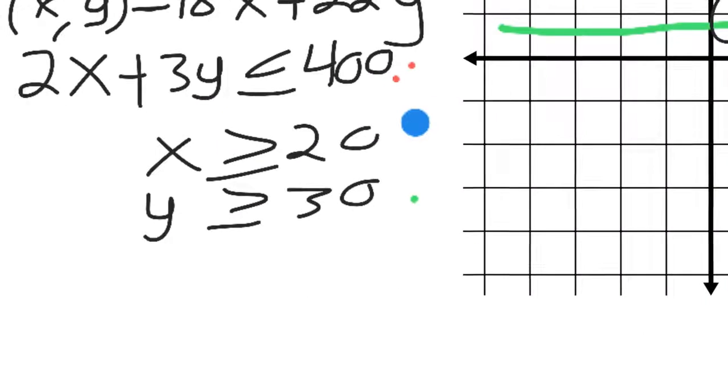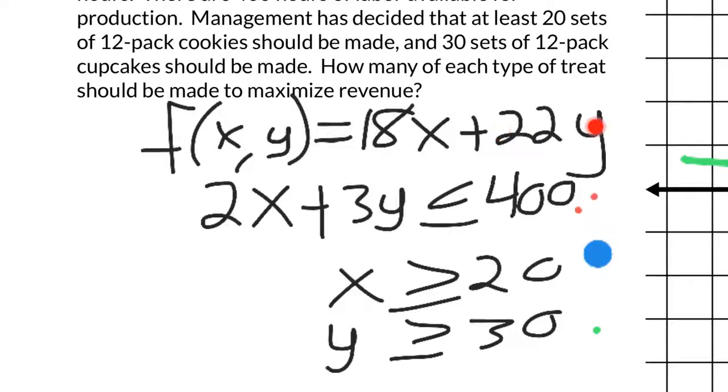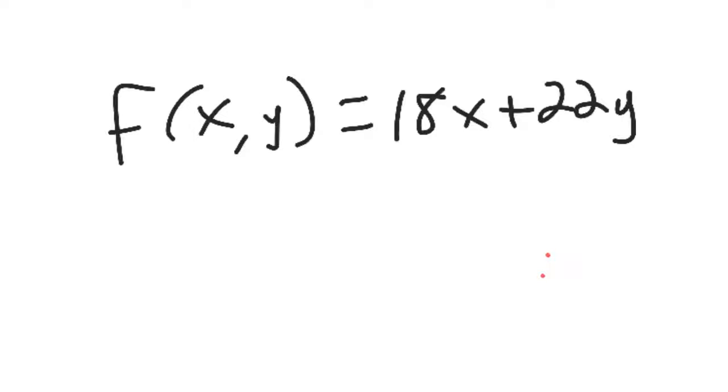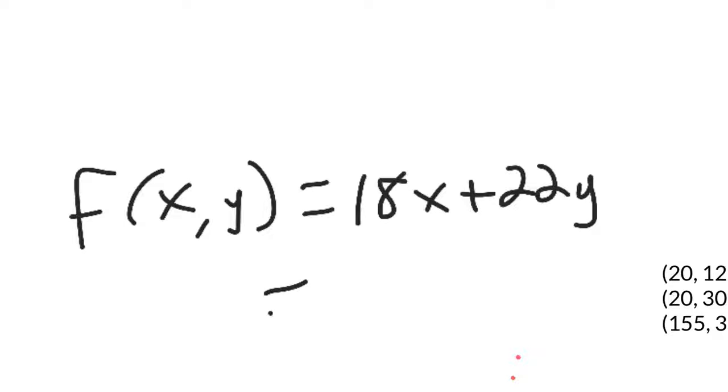We can find out the max. And we're going to use this function because this is the thing we're trying to maximize. We get $18 for the cookies. We get $22 for the cupcakes. So we'll plug all three of those vertices in and find out which one gives you the maximum amount. So we had three vertices. So I maximized just by plugging each in.